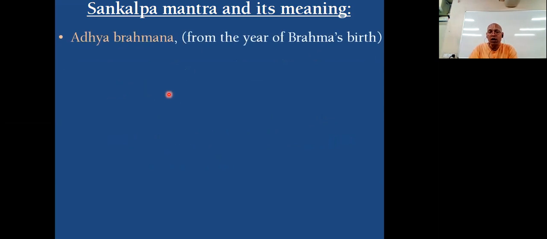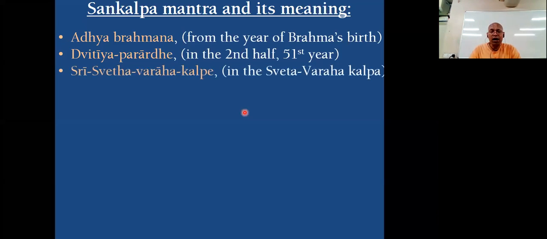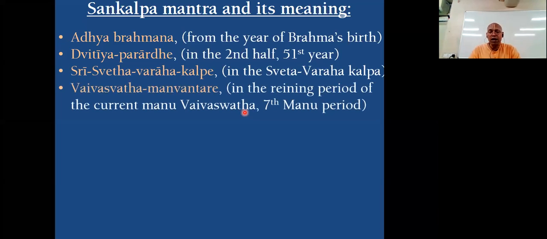Adya Brahmana, from the year of Brahma's birth. Dvitiya Parardhe, in the second half of the 51st year. Lord Brahma has 100 years of lifetime. Currently, the 51st year is going on. Sri Shweta Varaha Kalpe. In the 51st year, the first month, first day is called Shweta Varaha Kalpa. Kalpa means one day of Brahma. Vaivasvata Manvantare, in the reigning period of the current Manu, known as Vaivasvata, the 7th Manu. In one day of Brahma, in one Kalpa, there are 14 Manvantaras. So currently we are going through the 7th Manvantara, called Vaivasvata Manu.